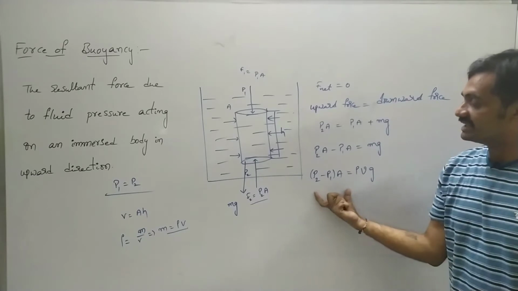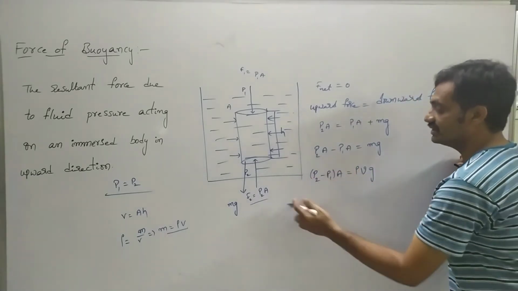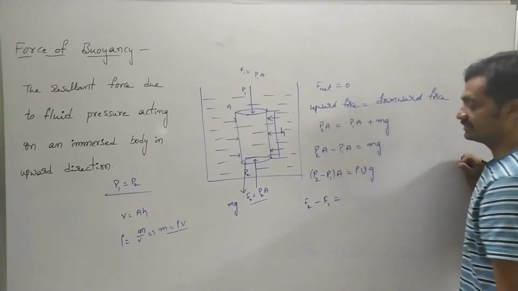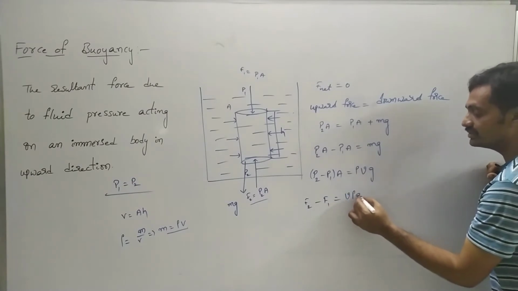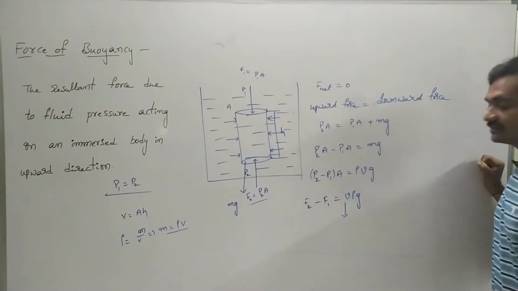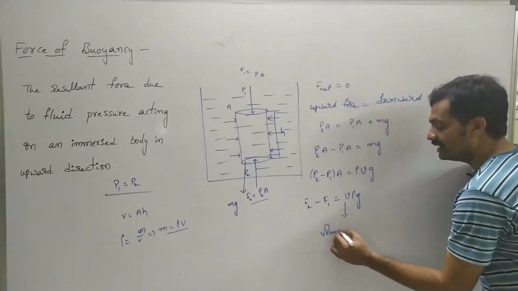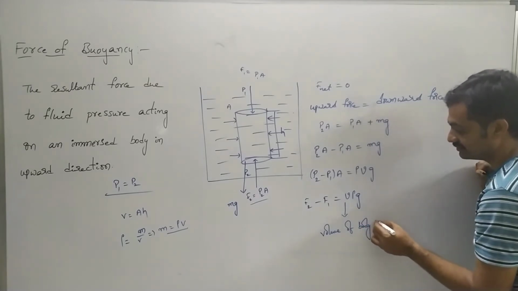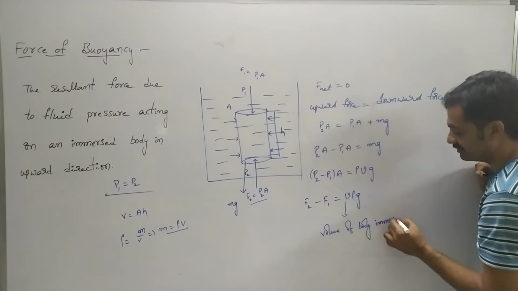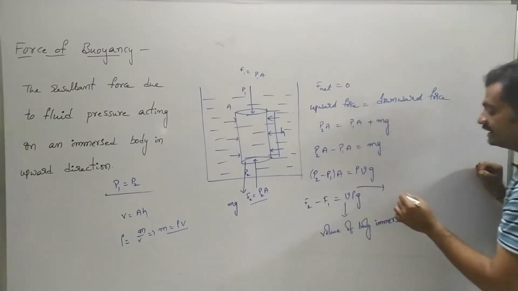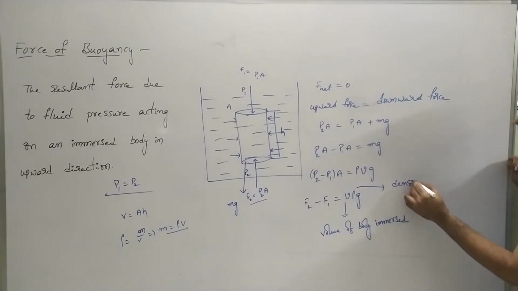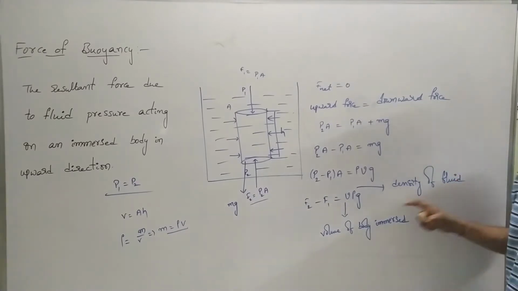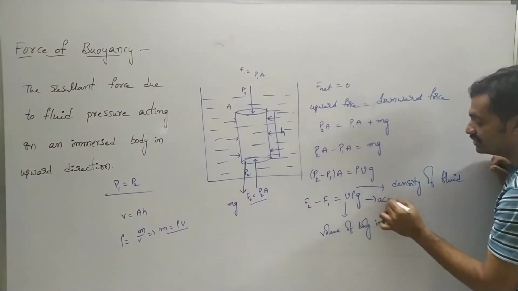So here we are going to represent the expression in terms of force. Observe that P2 into A is nothing but F2, minus P1 into A is F1, equals V rho g, where V is the volume of the body immersed, where rho is the density of the fluid, and g is the acceleration due to gravity.